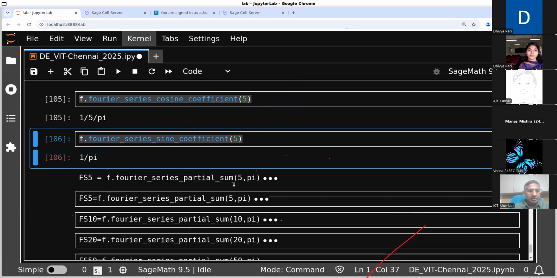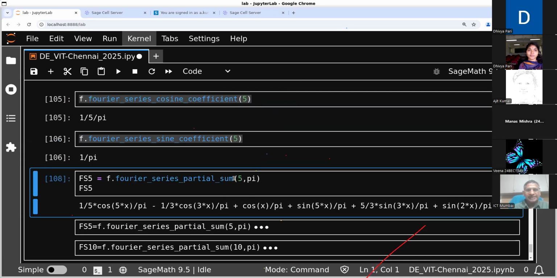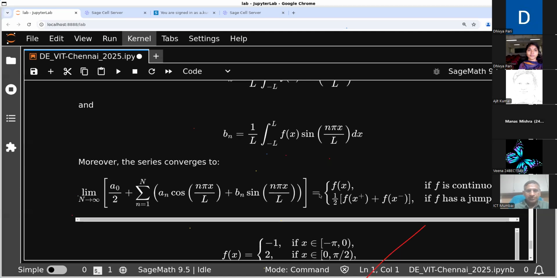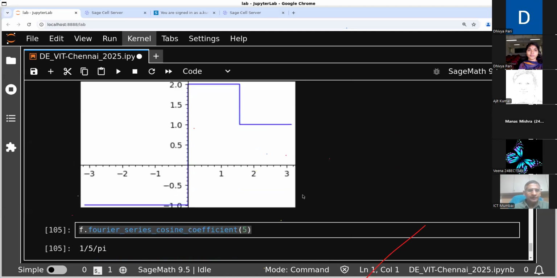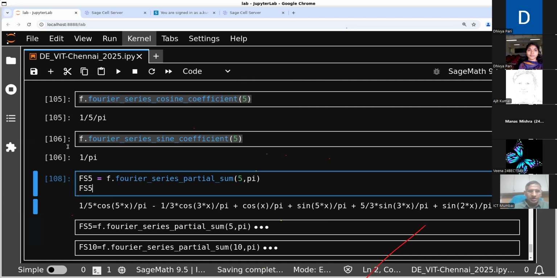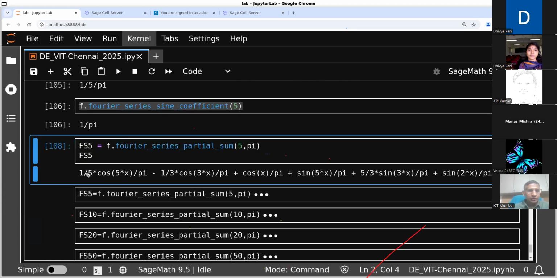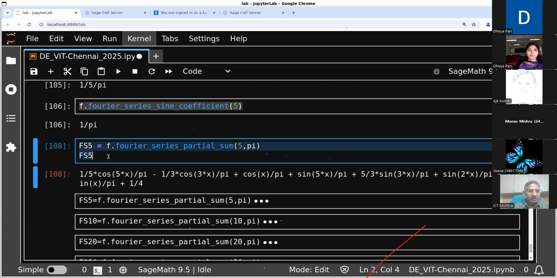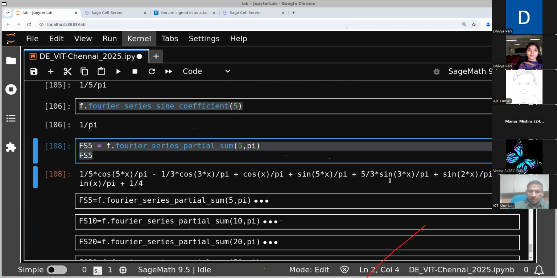And we can even find the Fourier series partial sums. So in this case, the first 5 terms, let us find out. This is how it looks like. This is the first 5 terms, right? So let me copy this.